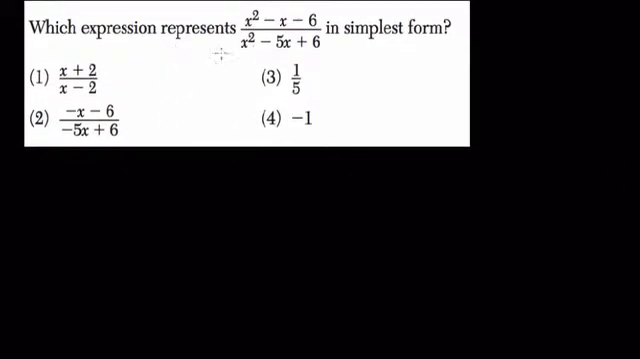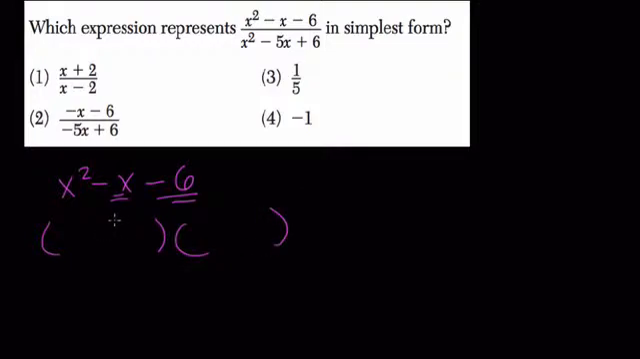Okay, so we want to write this in simplest form. So essentially we have these two quadratics. We want to factor both of them. In the numerator, we have this quadratic, x squared minus x minus 6. To factor that, what we most likely do as a starting point is find factors of negative 6, the last term, that add up to the coefficient of the second term, negative 1. So what factors of negative 6 add to negative 1?